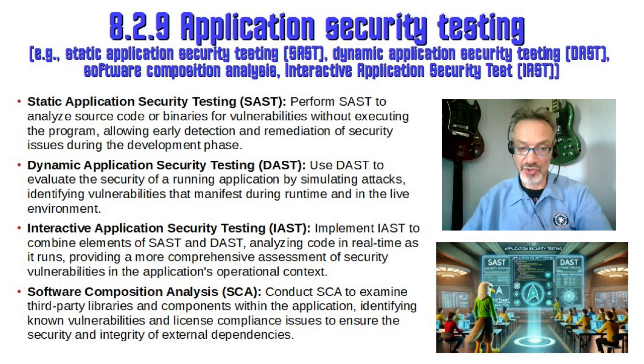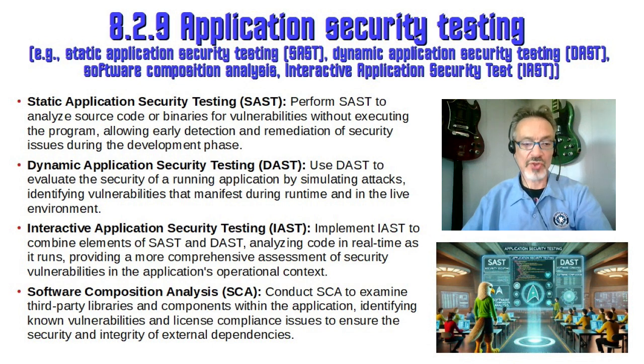Dynamic application security testing. DAST evaluates a running application by simulating real-world attacks to identify vulnerabilities that could be exploited during runtime. It's essential for catching issues that only manifest when the application is live and running, such as other input vulnerabilities or improper authentication. Interactive application security testing combines elements of both SAST and DAST. It analyzes the application while it's running, but with a deeper understanding of the code, giving more comprehensive results.